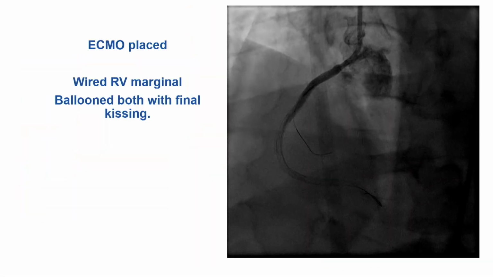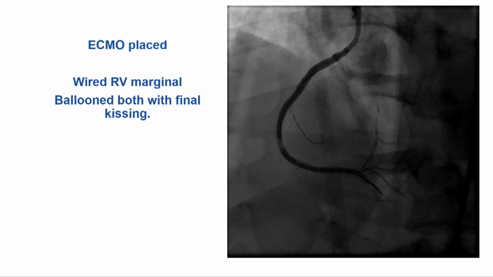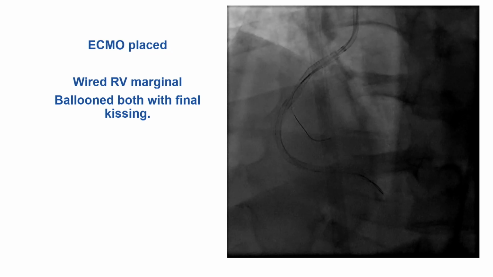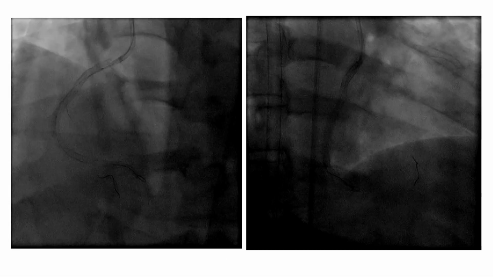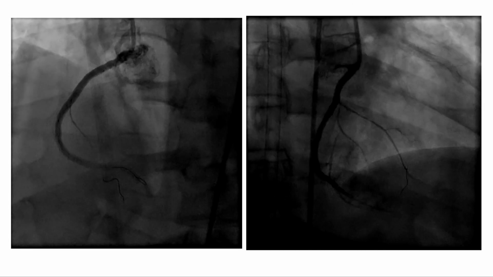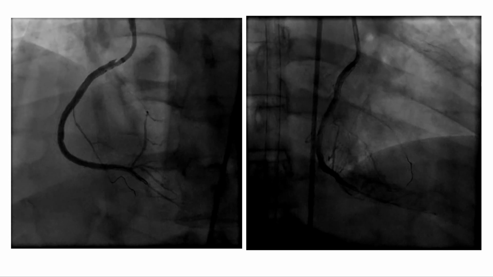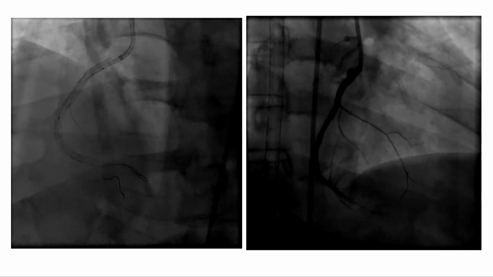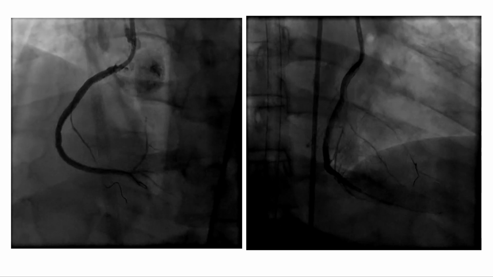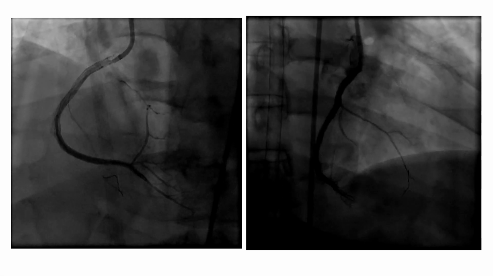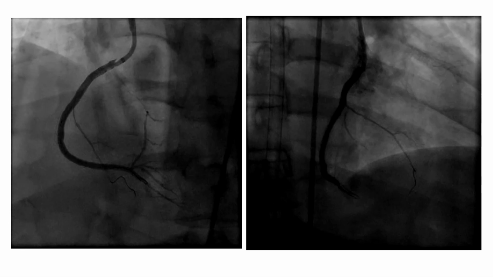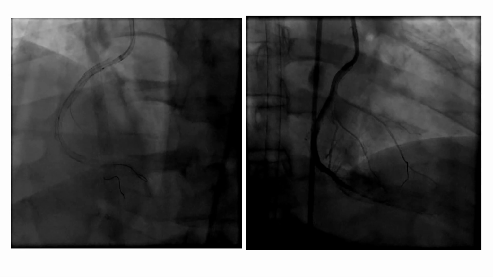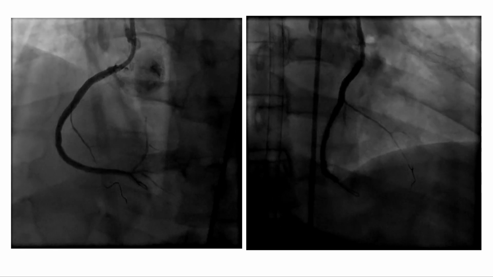So we went and put ECMO in place to stabilize all that, and then we wired the RV marginal, did final ballooning and a final kissing, and this was our final result here. So just on ECMO, we got the RV marginal fixed and sent him up. And actually, the important part about this case is the intense follow-up the next day.